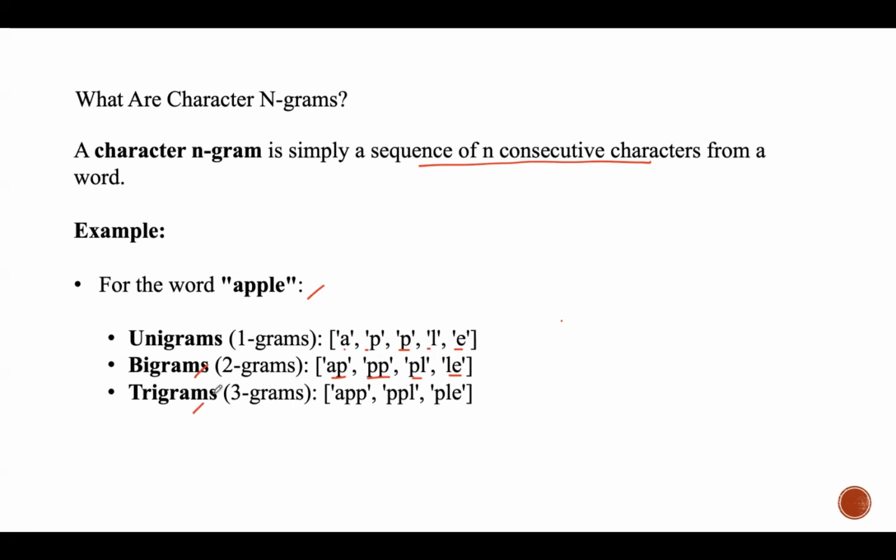And the third one is trigrams, which are sequences of three consecutive characters. In case of apple, the trigrams would be this: APP is the first trigram formed by the first three characters, and this is the second trigram formed by the next three characters, and so on until we reach the last set of three characters.